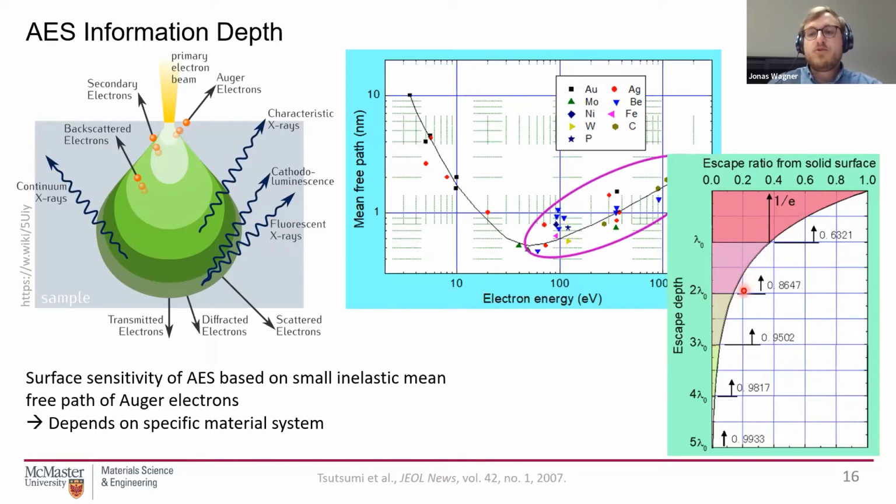So you could say, yes, the information depth is twice the mean free path, or if you base it on the 95% signal, you can say it's about 3 times the mean free path, but you have to consider that most of the signal is generated very close to the surface.